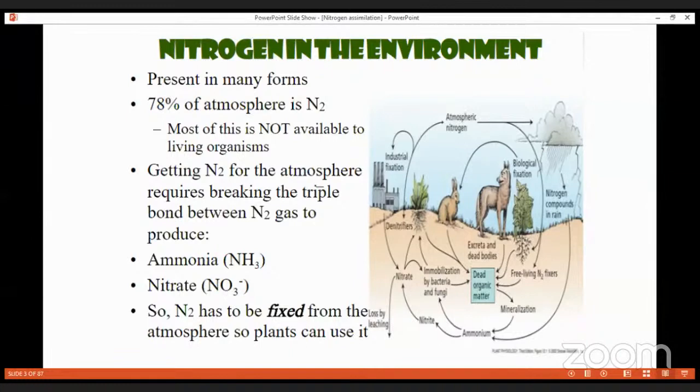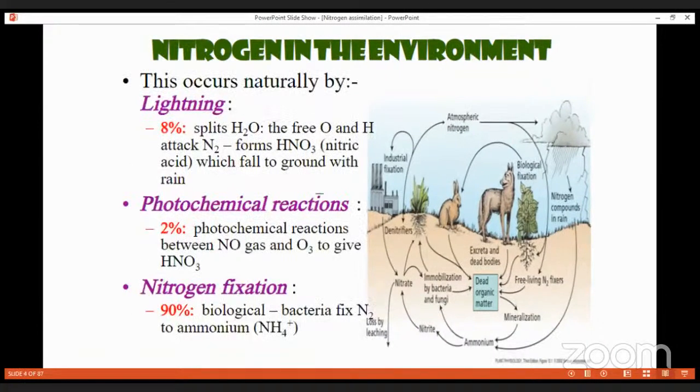So nitrogen has to be fixed from the gaseous form available in the atmosphere into some form, either reduced or oxidized, that can be utilized by the plant and that can enter our food chain. So how does this process happen in the natural environment?